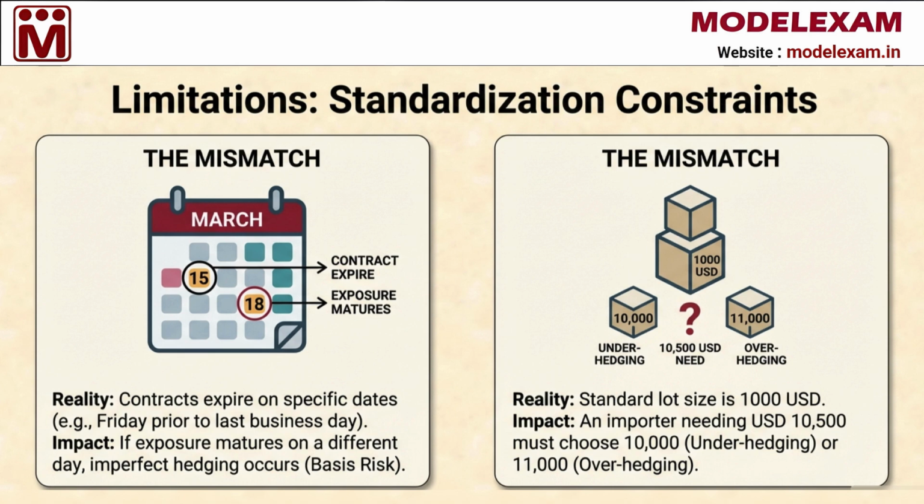Now that we have covered the strategies, let's look at the hurdles that traders, especially those trying to protect themselves, might face. The first limitation is standardization. Because contracts have fixed expiry dates, there can be a date mismatch if your actual business need matures on a different day, leading to what we call basis risk. There is also a size mismatch. Since the standard lot size is 1000 USD, an importer who needs exactly 10,500 USD must choose between being underhedged at 10,000 or overhedged at 11,000.